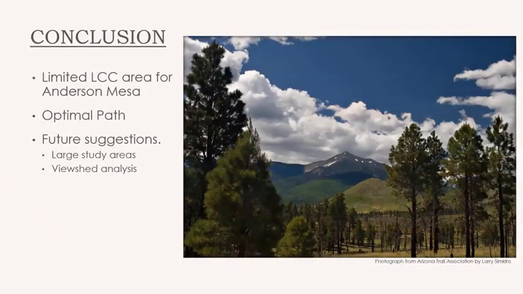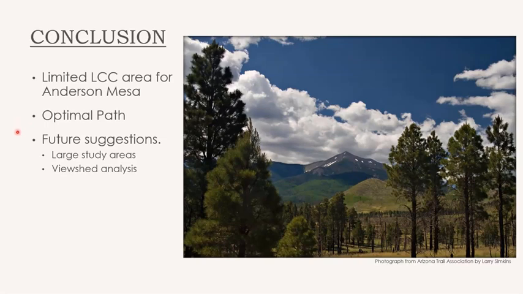In conclusion, Anderson Mesa has the lowest least cost corridor area compared to the other study areas. This means there is not that much room for deviation or options for the trail reroute. This is because it is the only area which includes flood zone data. The optimal path for Anderson Mesa was very similar to the field data. However, the optimal path was very different for Maverick, which may be due to the large size of the study area.